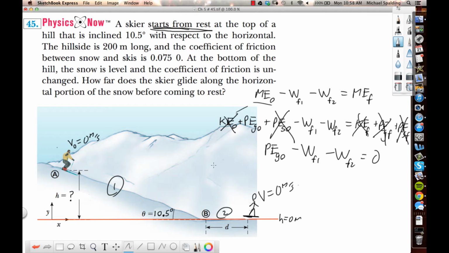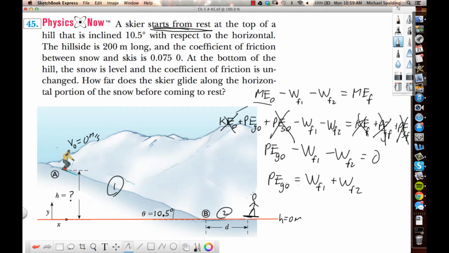Basically, what's happening here? The mechanical energy that he started with at the top of the hill, how much of it gets eaten up by friction? All of it. Friction is just like, I'm taking it all. Every last bit. So just to rearrange this another way, I think it'll be nicer for the algebra, what we're going to say is this. Potential of gravity initial equals work of friction 1 plus work of friction 2. Okay, does that make sense?